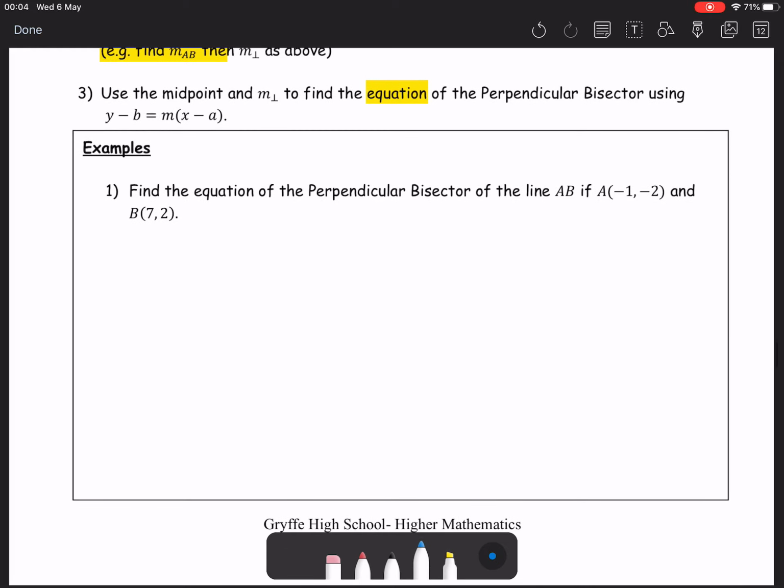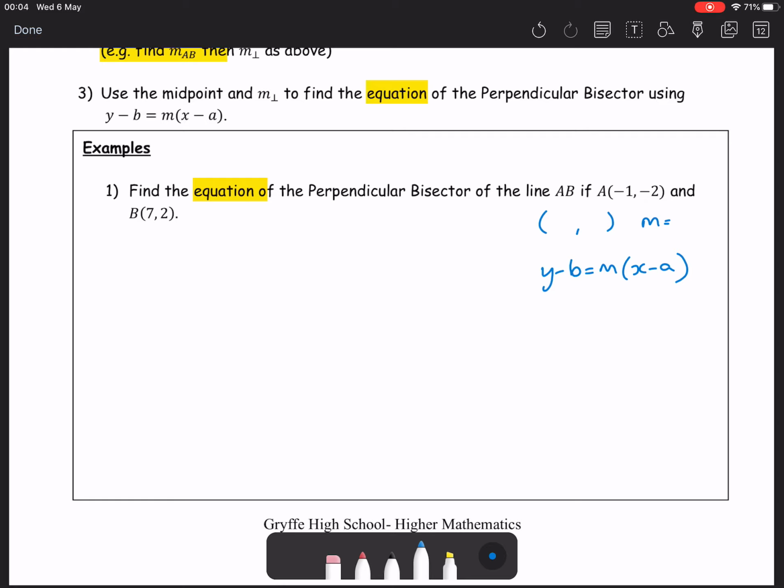So looking at an example: find the equation of the perpendicular bisector of AB given the 2 points A and B. Ultimately, this is the equation of our line. So what we're aiming to do, as any other time, is use our formula y minus b equals m(x minus a), where we need a point that the line goes through, and we need a gradient. Again, trying to follow point gradient equation.